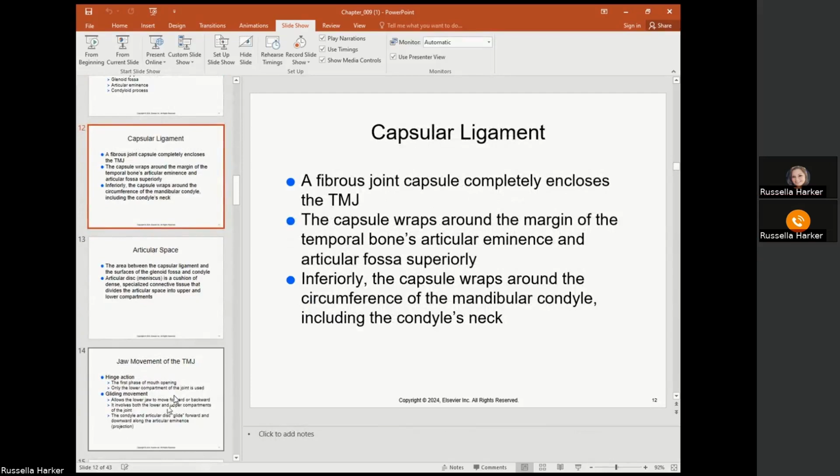The capsular ligament is a fibrous joint capsule that completely encloses the TMJ. This capsular ligament wraps around the margin of the temporal bone's articular eminence and articular fossa superiorly, which means the upward part of it or the top part of it. Inferiorly, or below, the bottom part of the capsule wraps around the circumference of the mandibular condyle, including the condylar neck.